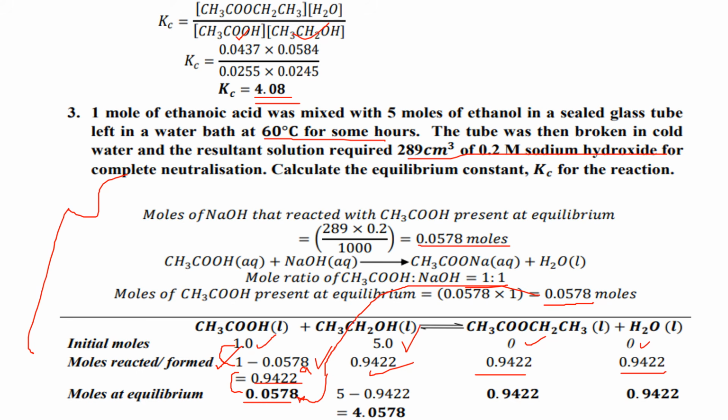Getting number of moles at equilibrium, for the reactant side we subtract. So this 5.0 less this one, you are going to get 4.0578. For the product side, you just add 0 plus 0.9422. You are going to end up with 0.9422. Also this one, adding up this one, you're going to end up with 0.9422. Now here, the volume was not specified. When the volume is not specified, you consider the number of moles at equilibrium as your molar concentration of each and every substance or compound.